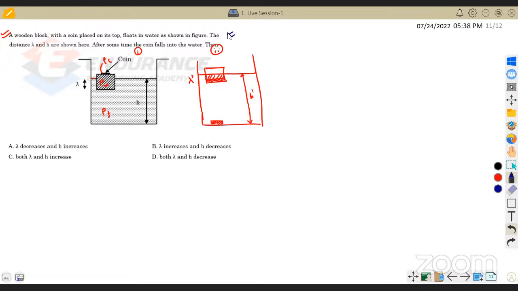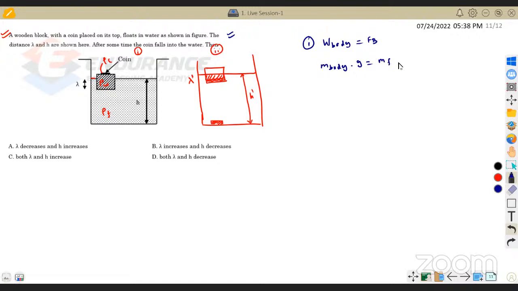Let us first take the first condition. There is a block and a coin. Initially, both of them are floating. So in the first condition, since it is floating, we can directly say the total weight of the body should be equal to the buoyancy force. That is the condition of a floating body, right? So weight of the body is mass of the body multiplied by g, and buoyancy force is nothing but the weight of the displaced fluid.